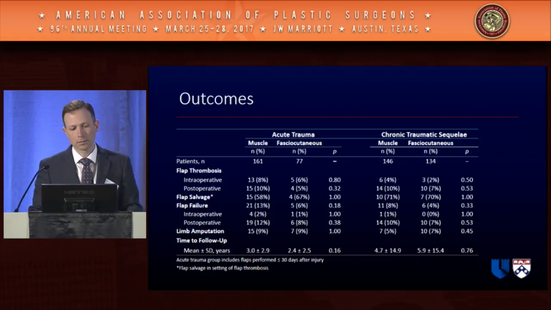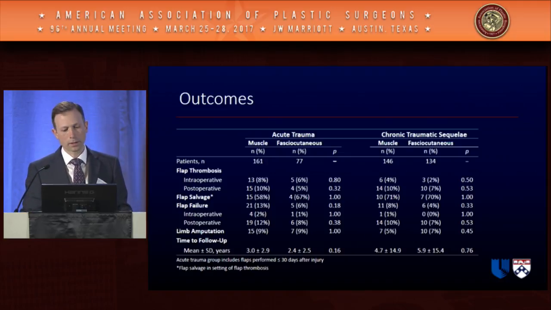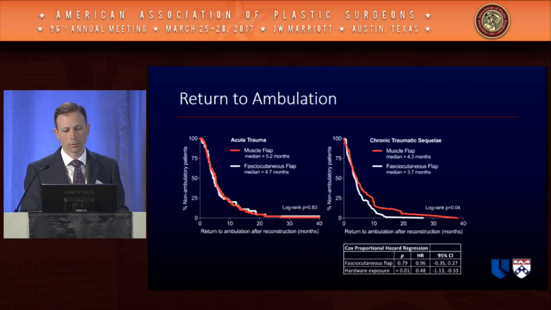If you look at the outcomes, and this really is probably the important slide, and if you look at our endpoints such as flap thrombosis, flap failure, limb salvage, and need for amputation, the groups were equivalent. Both muscle and fasciocutaneous flaps yielded similar numbers in both the acute trauma patients and the chronic traumatic sequelae patients, rendering the outcomes equivalent.